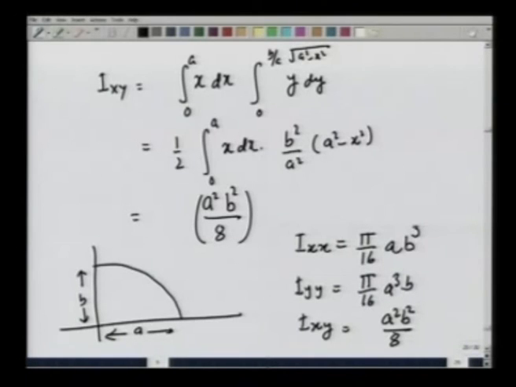I'll now leave it for you as an easy exercise to calculate Ixx and Iyy, that is the second moment of area with respect to the x and y axes, for the entire ellipse, and also show that Ixy for the entire ellipse is going to be 0 because of the symmetry between the x and y axes.